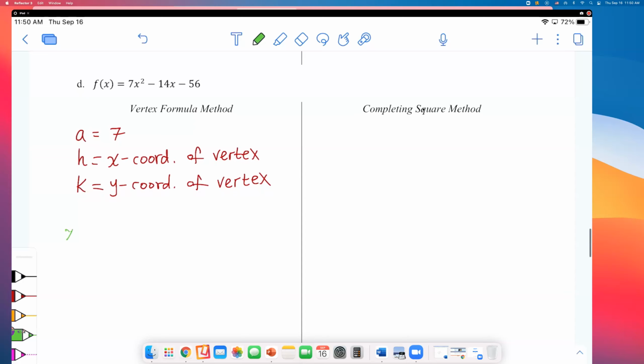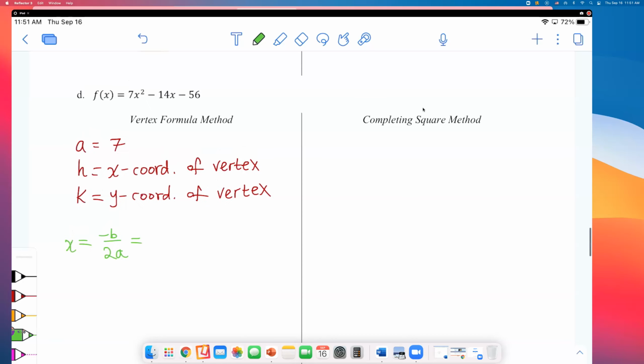So it makes sense for us to find the vertex. Let's find the x-coordinate. The x-coordinate is negative b over 2a. What is a and what is b? A is 7, b is negative 14, right? So if I plug those into this vertex formula, the opposite of b will be positive 14, divided by 2 times 7 will give me 14 divided by 14, which is just 1. We found out that h is equal to 1.